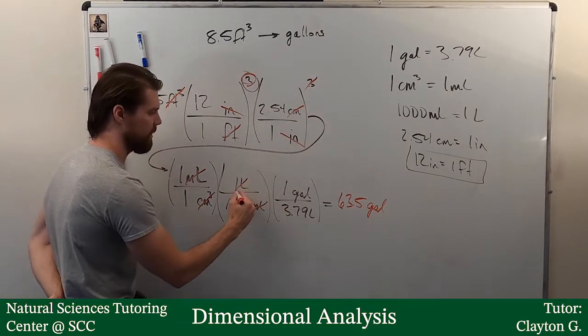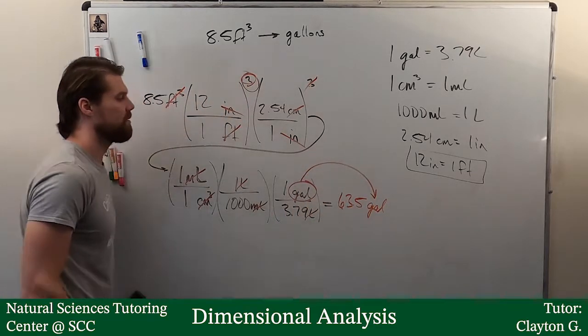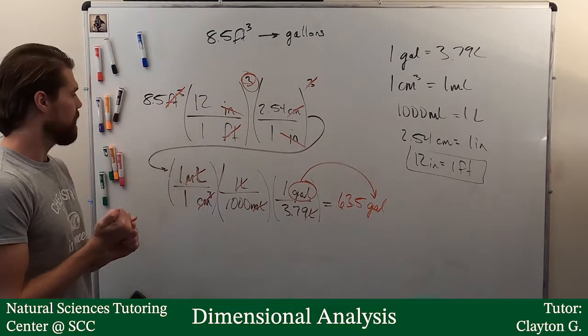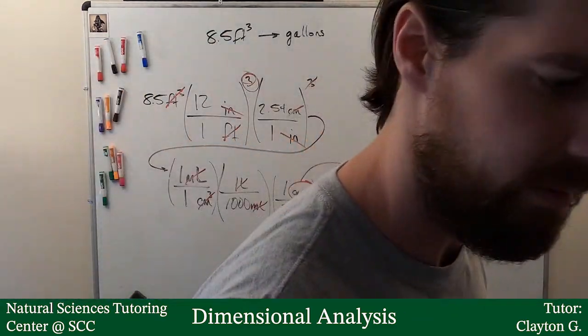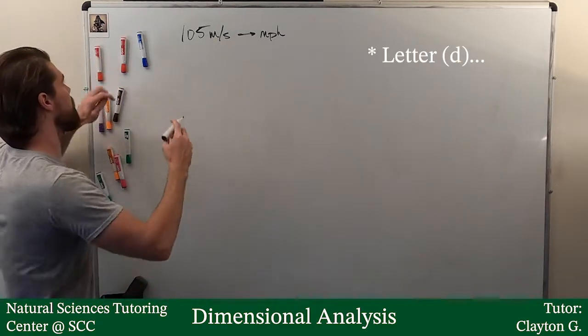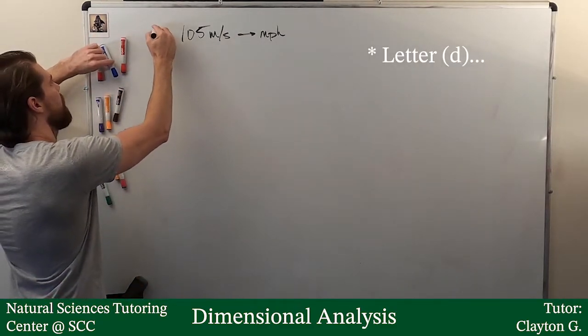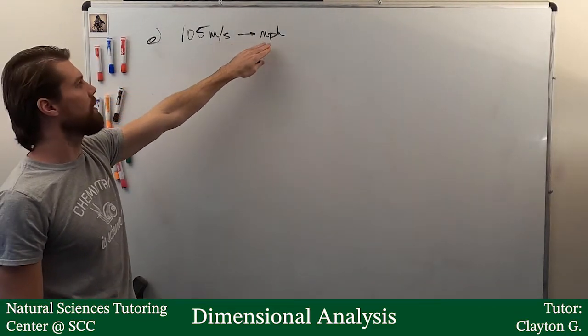Milliliters, milliliters, liters, liters. What am I left with? I'm left with gallons. There we go. Perfect. All right, let's set up number 4, or letter D, or whatever it is. Okay, so for letter E here, I guess I should label that. Let's label that E. We're going from 105 meters per second to miles per hour.